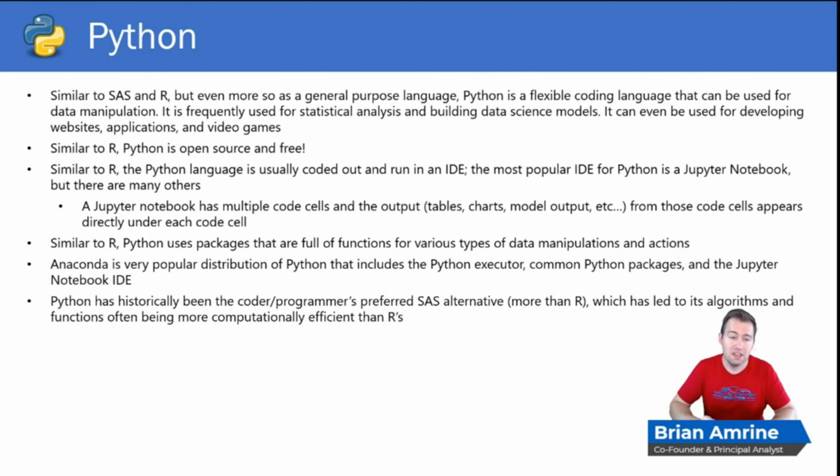Python has historically been the coder or the programmer's preferred SAS alternative, more so than R, which I think has led to its algorithms and functions being generally more computationally efficient than R. As I said before, that's a generalization.